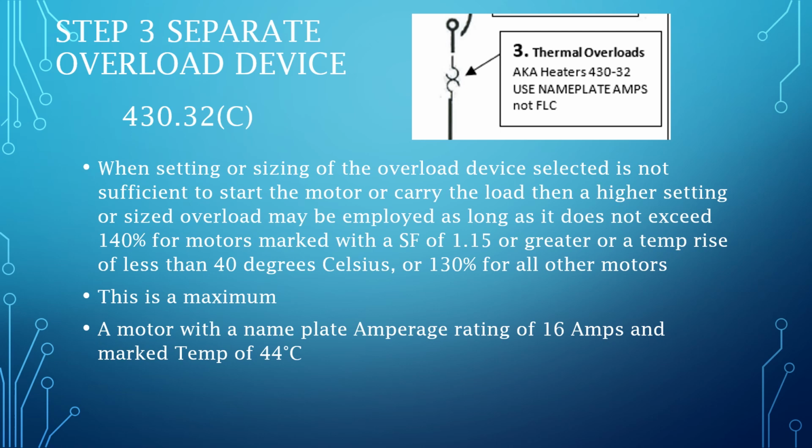So let's look at this same little problem here. 16 amps marked with a temp of 44 degrees Celsius at 130%. That's going to be 20.8 amps. I think it was at around 18 amps. So we're going to be between 18 amps and 20.8 amps. That's going to be the range that we can use. We want to use the lower one if possible, but if it fails, then we can go up to 20.8.